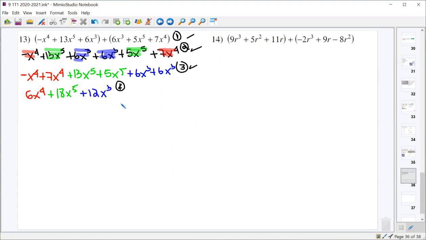And in step number 5, guys, what I have to do is organize the exercise in order. 18x to the fifth power, because that's the highest exponent you have, plus 6x to the fourth power, right? And finally, plus 12x to the third power. And we're finished with that exercise.